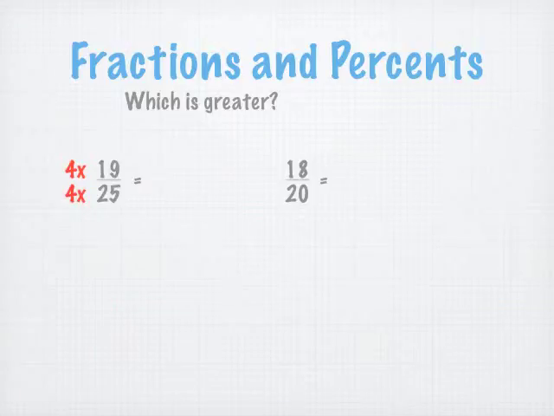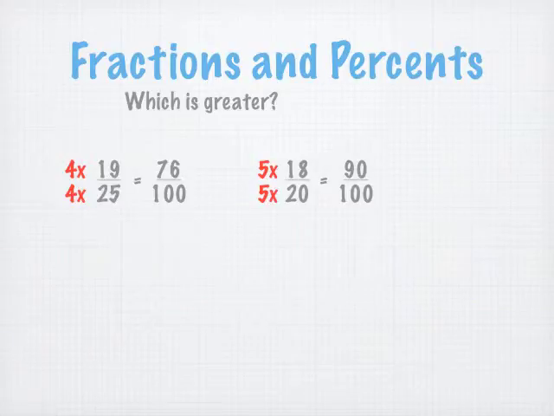So we'll multiply this one by 4. That gives us 76/100. And the other one needs to be multiplied by 5. When you multiply the top and the bottom of a fraction by the same number, it doesn't change the fraction itself, it just changes how it looks. So then over here we have 90/100. And since their denominators are the same, we know that 90/100 is greater.